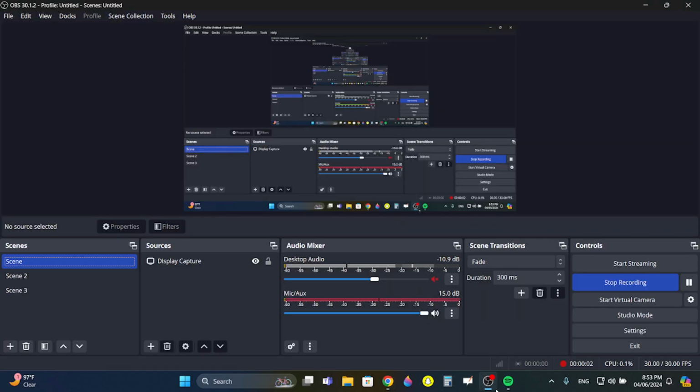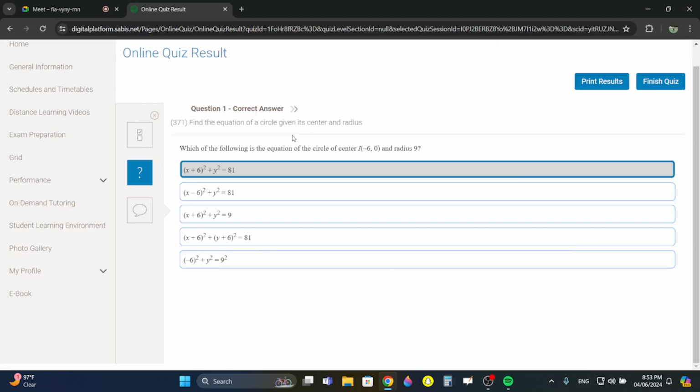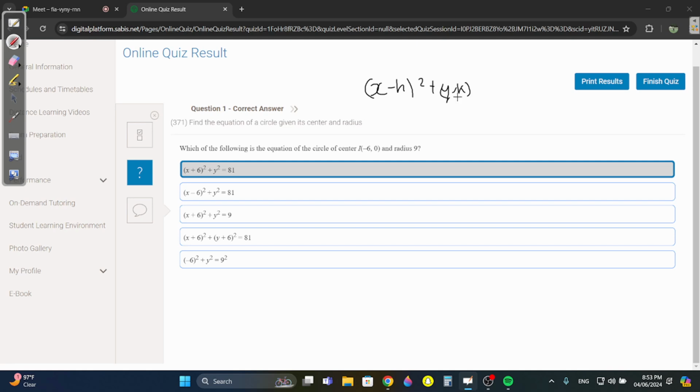Okay, so this is 12.1 algebra. Very easy. Which of the following is the equation of the circle of center (-6, 0) and radius 9? Always remember it's (x - h)² + (y - k)² = r². Remember, h and k are your center.